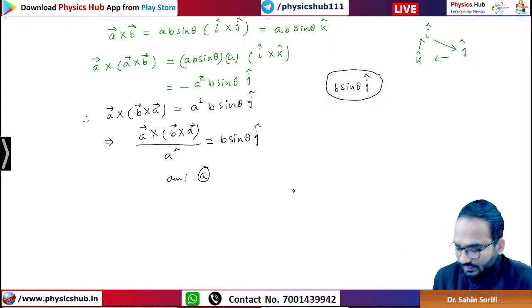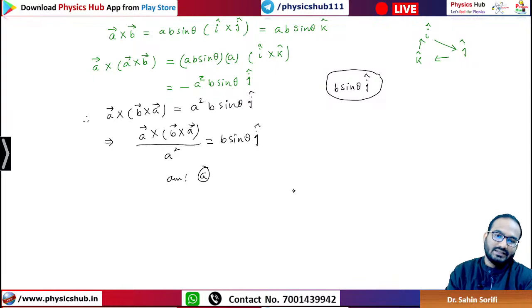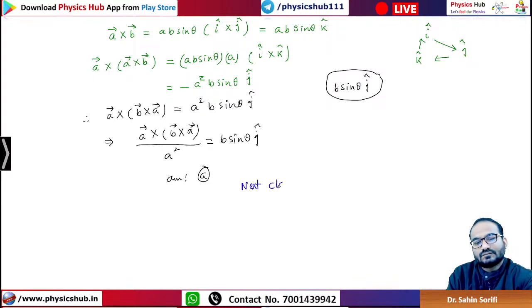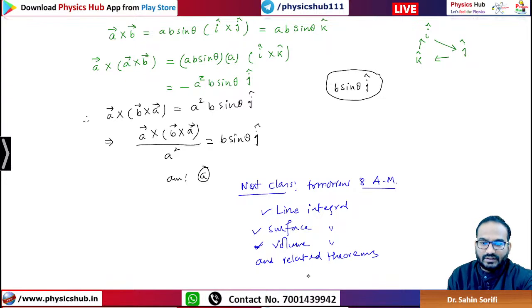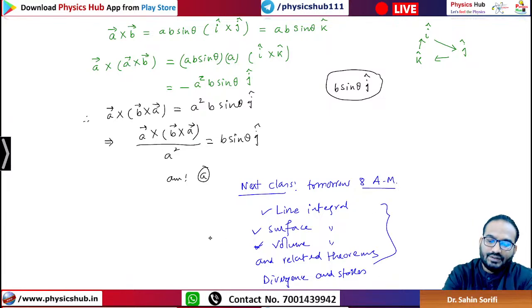So in this video we have covered gradient, divergence, curl. In the next class, tentatively tomorrow at 8 am, we will be covering line integral. That is very important. Line integral, surface integral, volume integral and related theorems. Two main theorems are there, divergence and Stokes, and questions may come from the divergence and Stokes theorems. These two theorems are very important for your examination. Okay, so we are stopping here today.